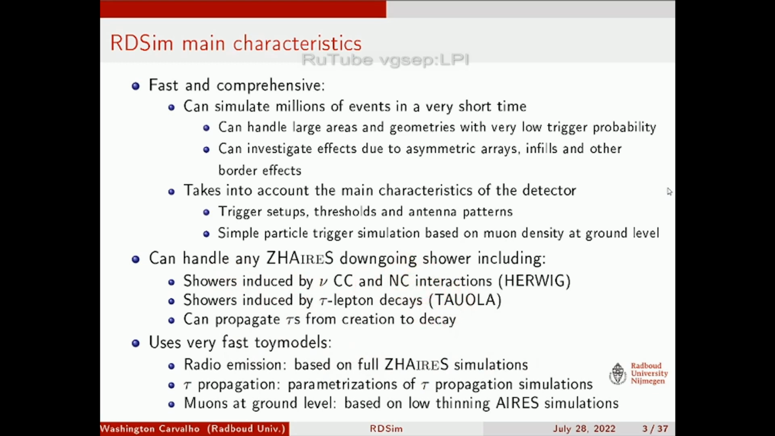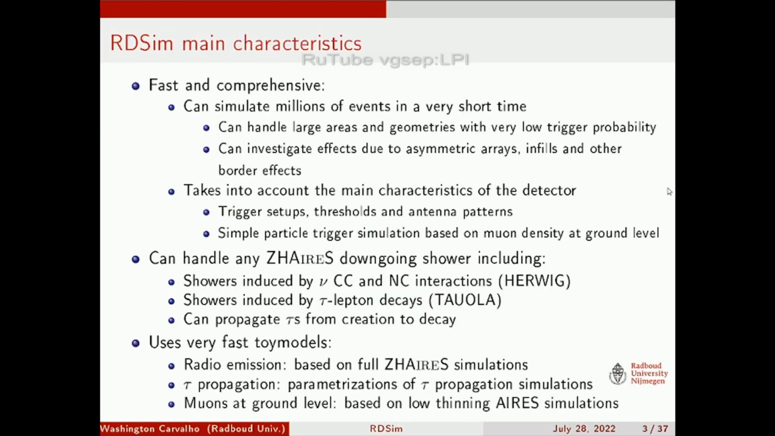We use fast toy models for this. The main one is this radio emission toy model that I'll talk a little bit more about. We also have a very simple toy Monte Carlo that actually runs outside of RDSim to get some parameterizations for tau propagation.